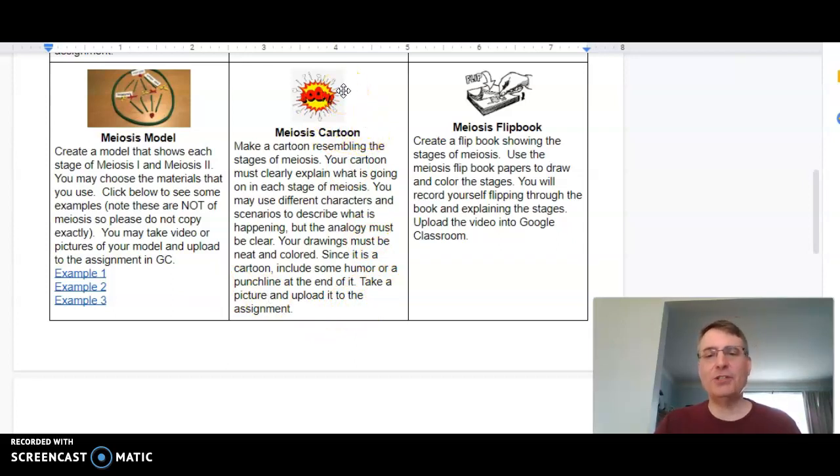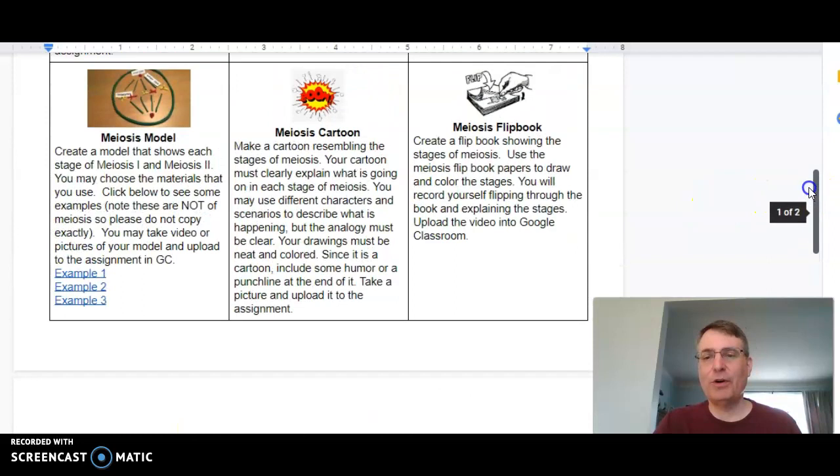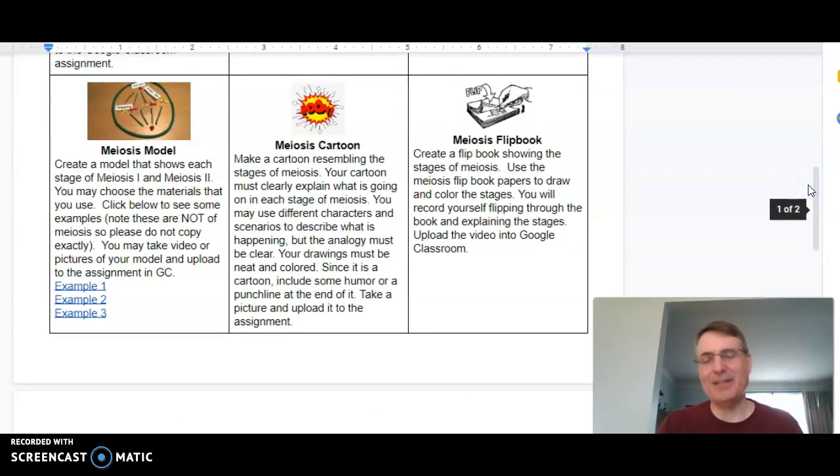With mitosis, I gave you my sketch notes. You might do something similar with meiosis: create several slides on a paper, draw it out, and explain it that way. You could create a flip book. You can search for different flip book type things and create that. So basically your product, you're going to have to send me some sort of assignment.